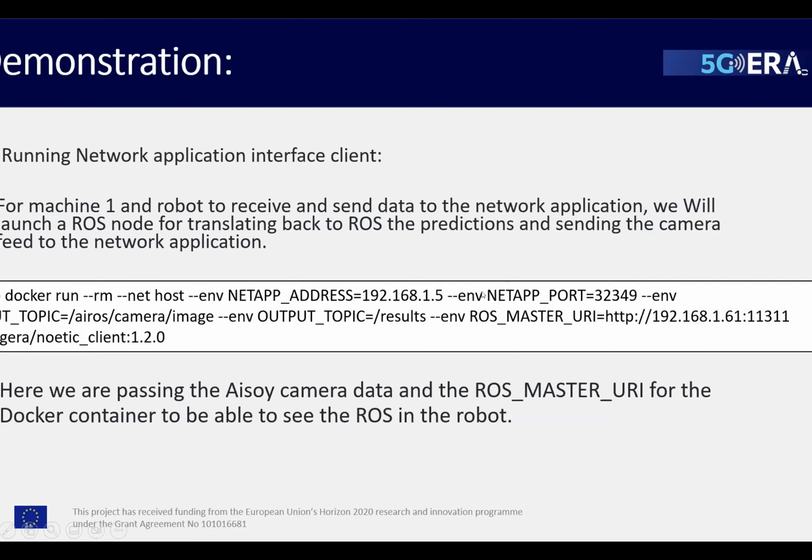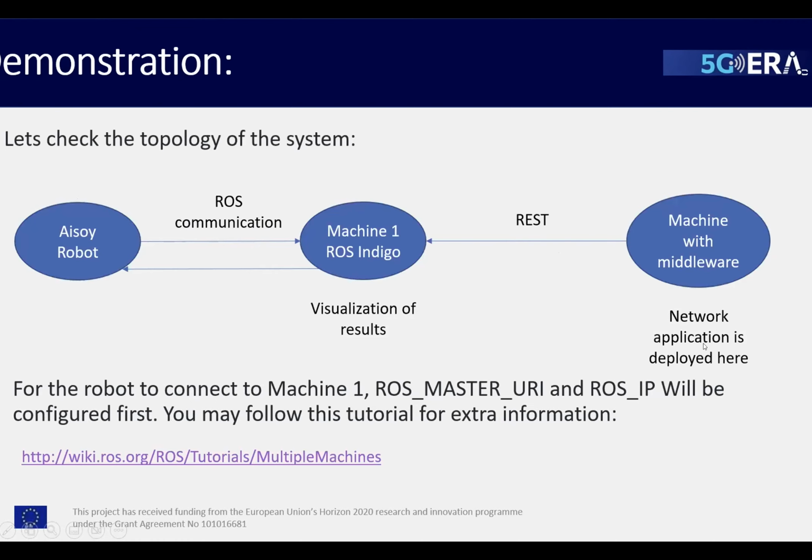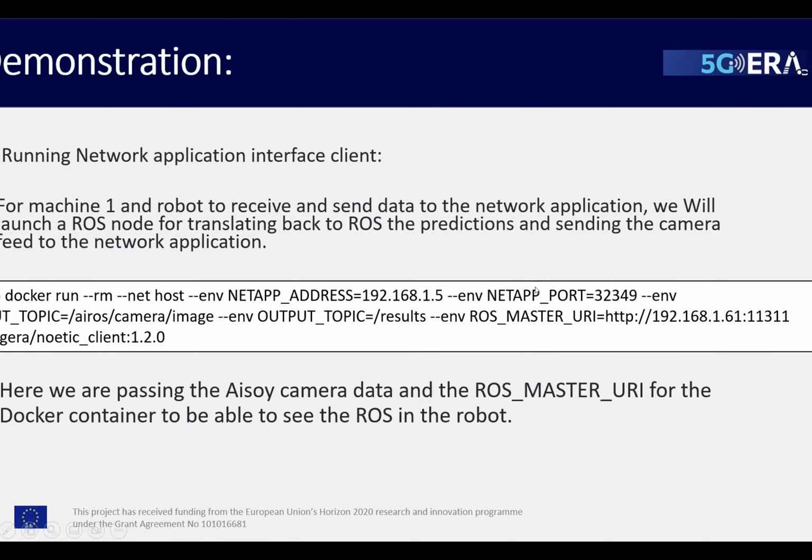Okay, so now finally, we want to launch the network application client to be able to communicate with the deployed network application. So the network application is running in the cloud, but it needs some data to be input to do the predictions. So what we will do is we will use this client. In this case, since this robot is using a very old ROS distribution, ROS Indigo, the network application client is bundled using Docker, so we can run it even with Python 3.